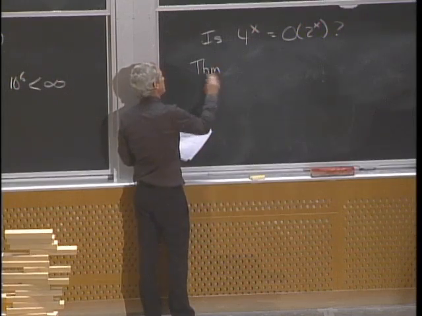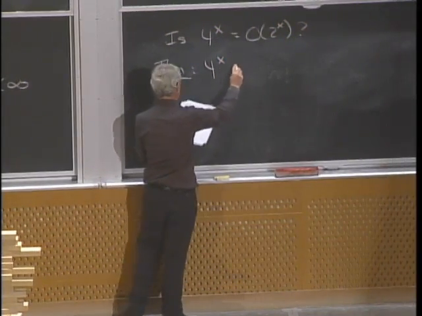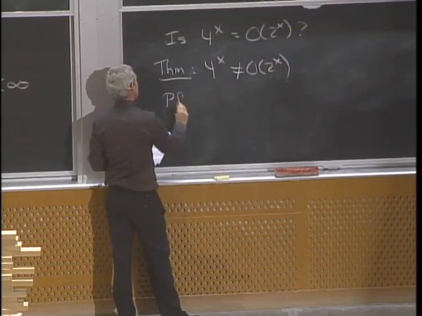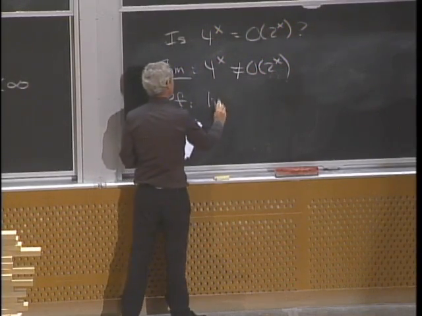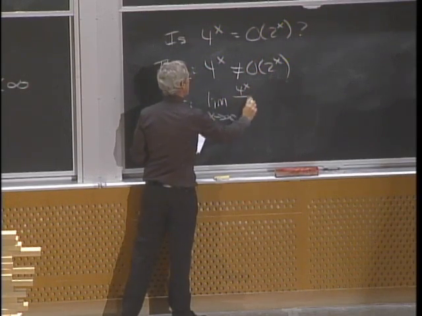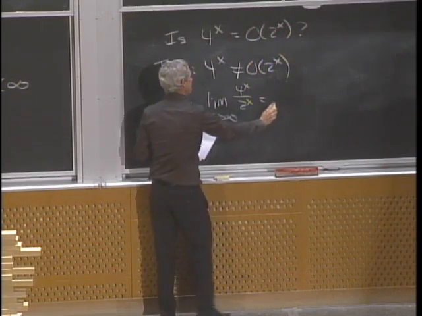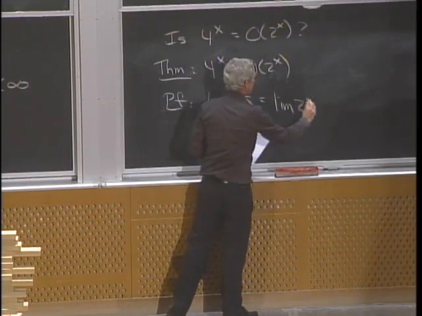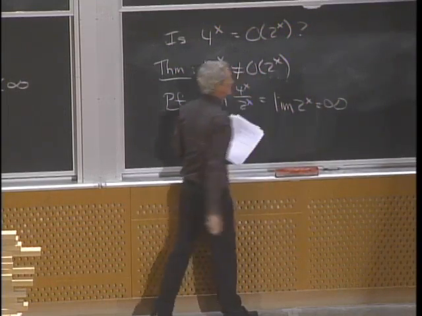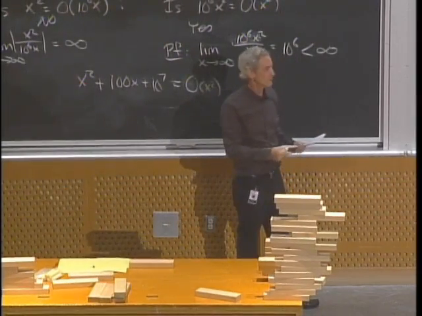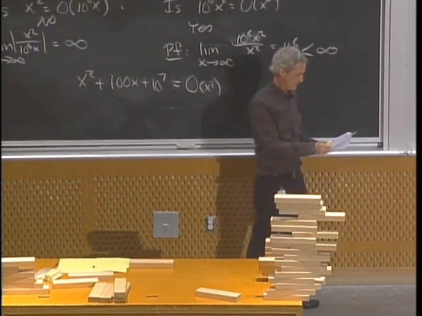So we'll state the correct theorem. 4 to the x is not O of 2 to the x. The proof is obtained by looking at the limit as x goes to infinity of 4 to the x over 2 to the x. That is just the limit of 2 to the x, which is infinity. So the limit is not bounded, and it is not big O there.